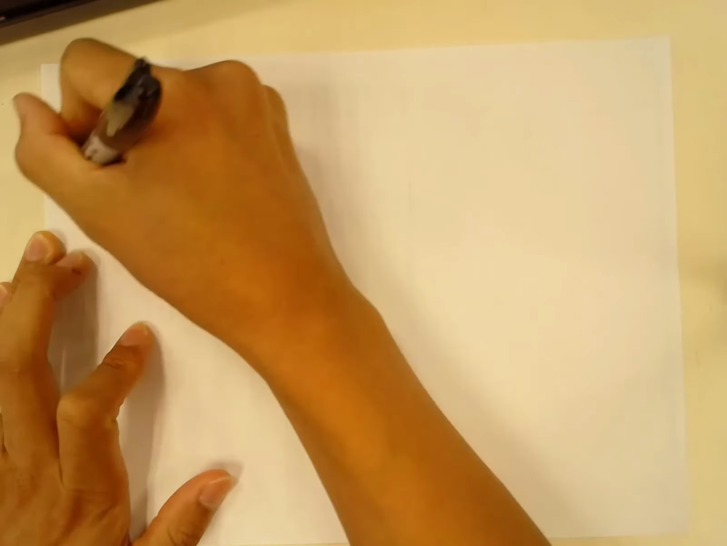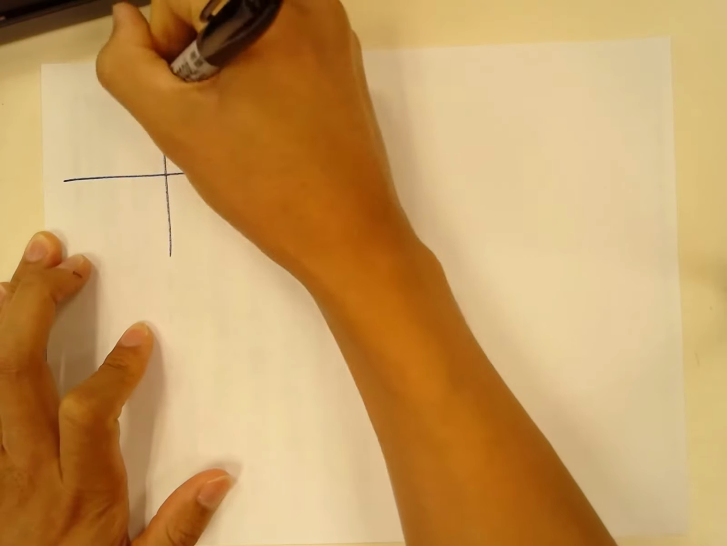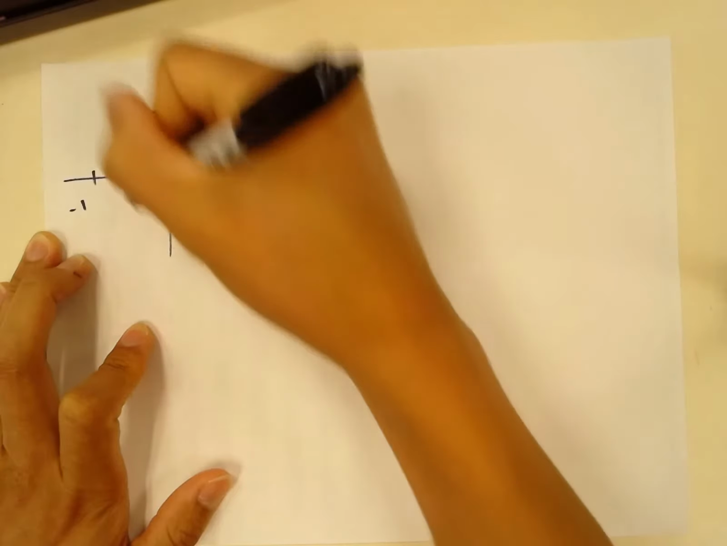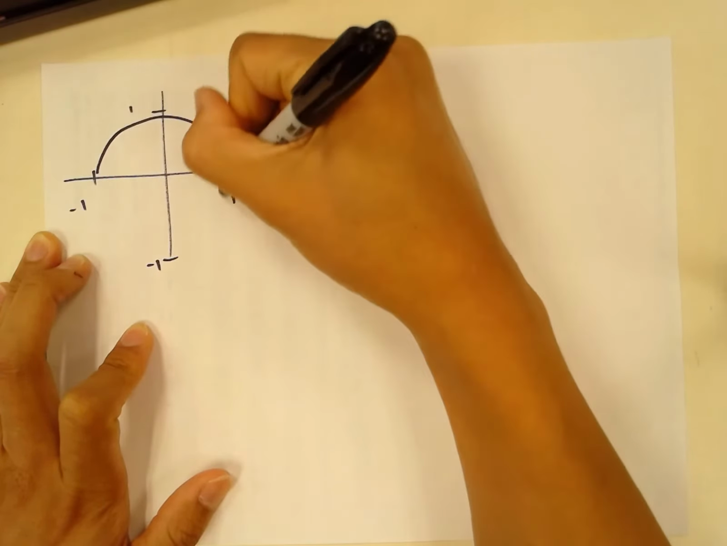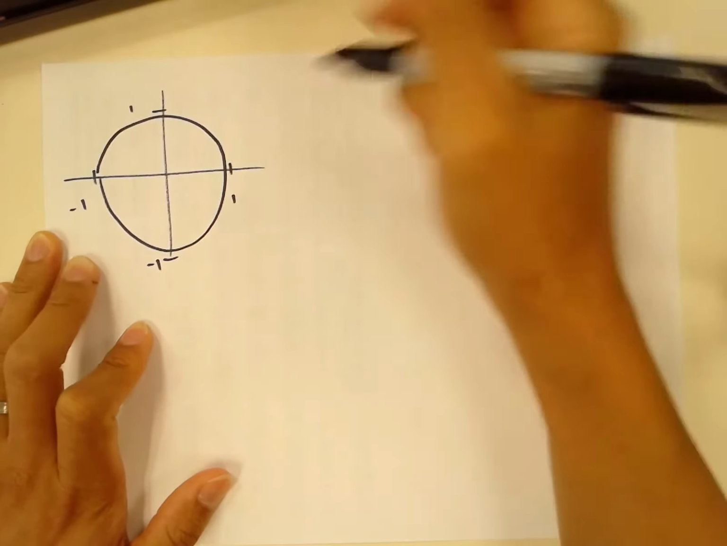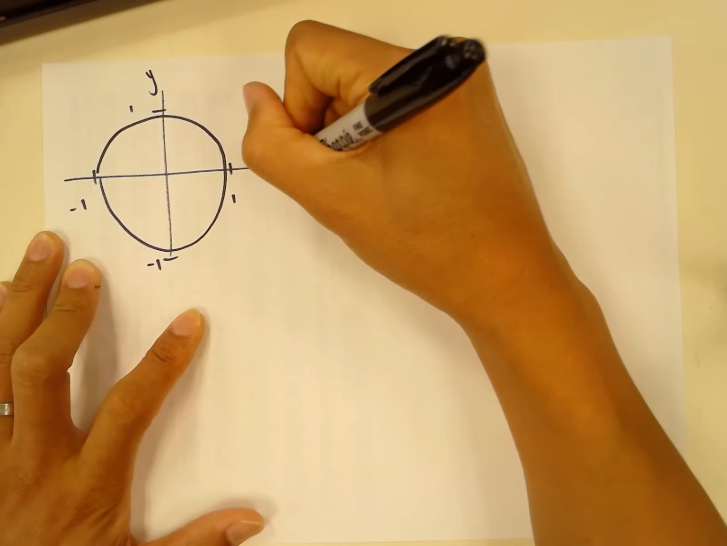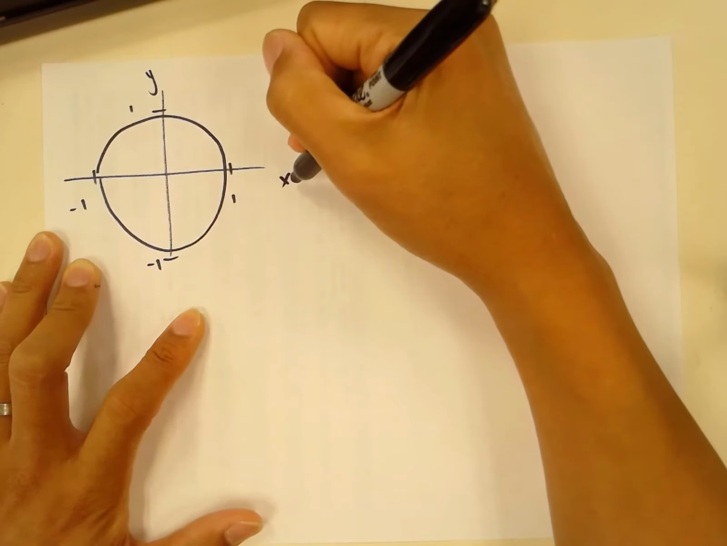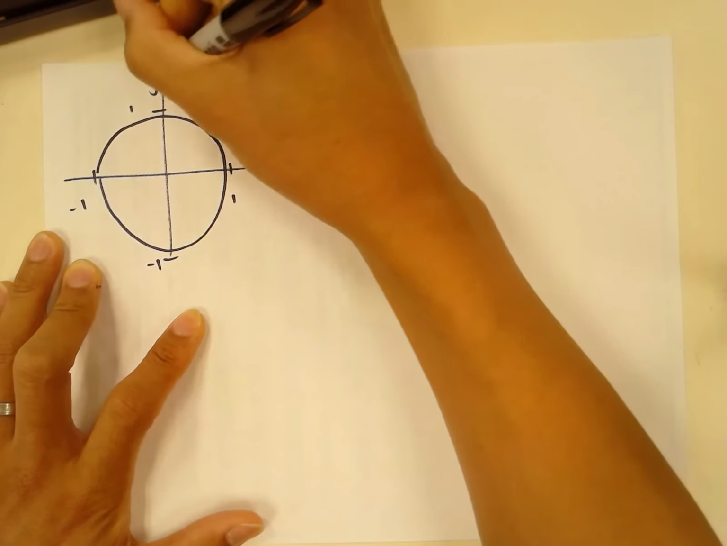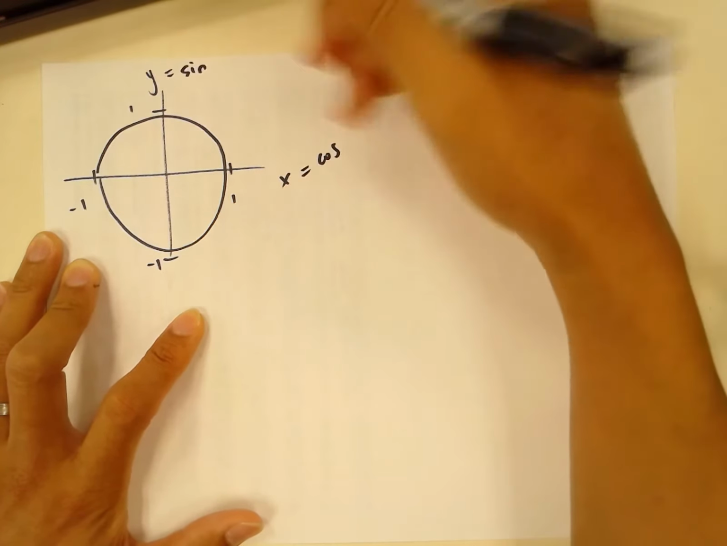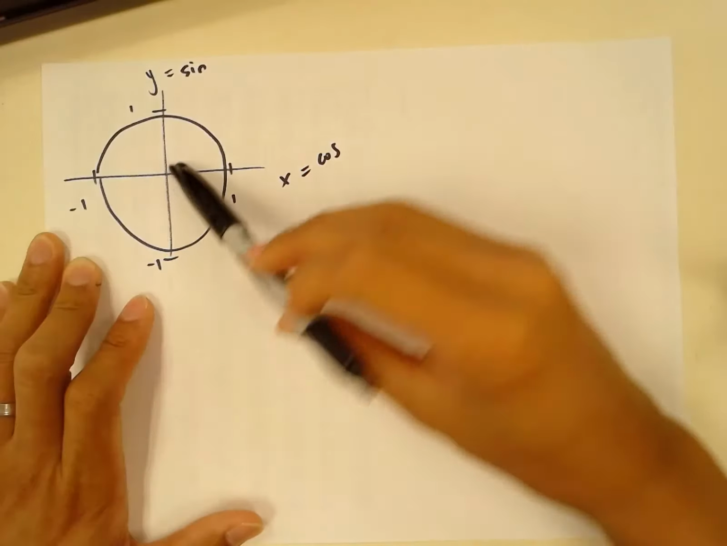And so going back to geometry, we have a unit circle here where we have 1, 1, -1, and -1 here. And we're drawing the circle like that. And then here's the y-axis, here's the x-axis. X corresponds to cosine, and y corresponds to sine. And then the angle determines what sine and cosine are.